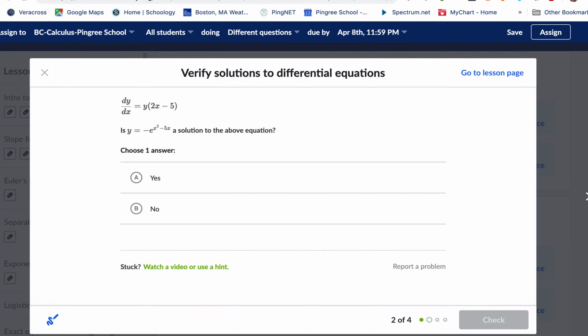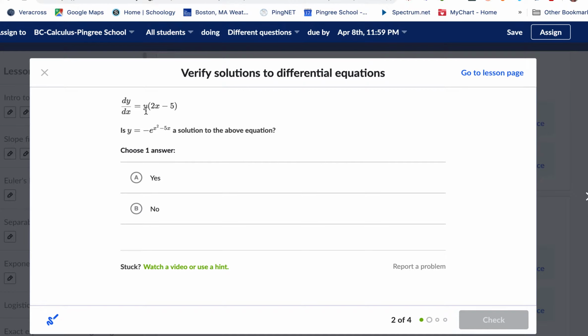Hello, folks, here we are doing some Khan Academy differential equation problems. First one is simply verifying a solution to a differential equation. All we need to know is, are these going to be compatible statements? Is it true that the derivative of y with respect to x is y times 2x minus 5 when I substitute in this function for y?